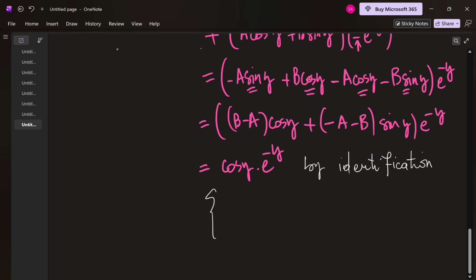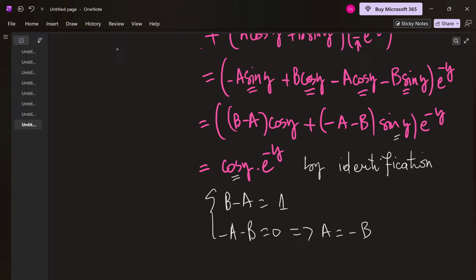we get b minus a should be equal to 1 because we have cosine y, and we don't have sine y, so minus a minus b should be equal to 0. The second one leads to a is equal to minus b. And substituting in the first equation, we should get that 2b is equal to 1. So b is equal to 1 half. And here a is equal to minus 1 half.